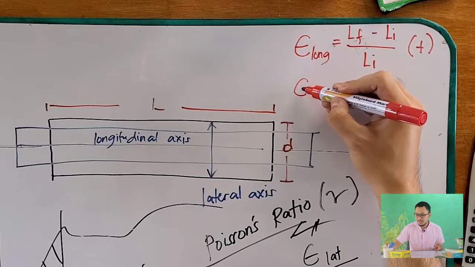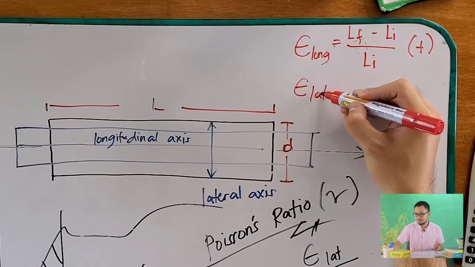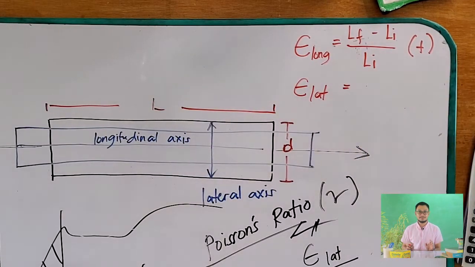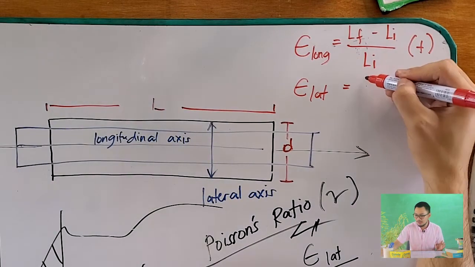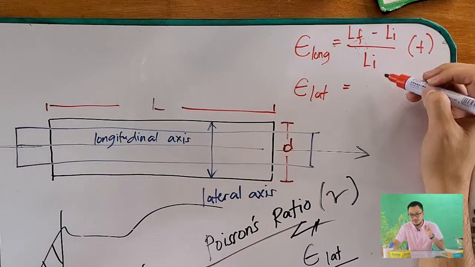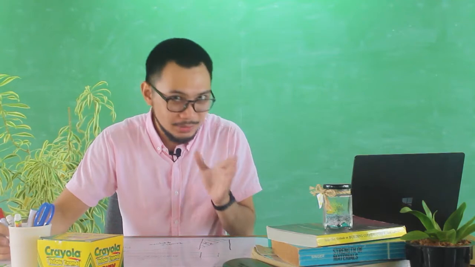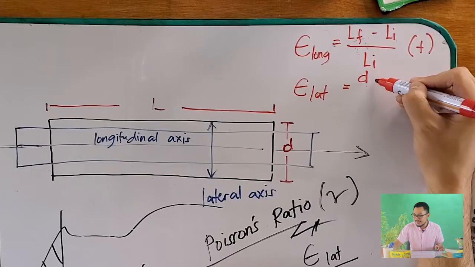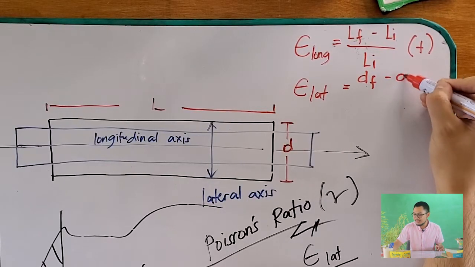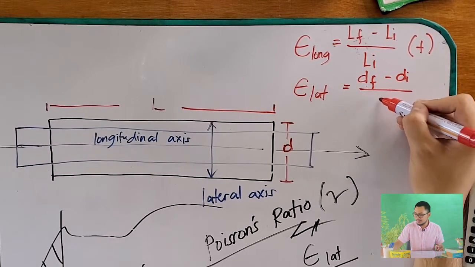How about if we are going to talk about the lateral strain? What will happen? We are going to use the same formula, but instead of using L, we use the diameter: DF minus DI over DI. What will happen to our equation? What will happen to the sign of this one?